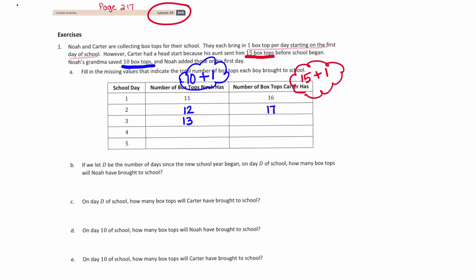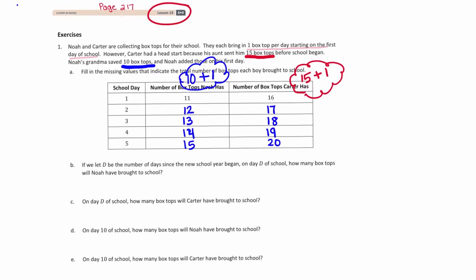So 12 plus 1 is 13, 17 plus 1 is 18, 13 plus 1 is 14, 18 plus 1 is 19, 14 plus 1 is 15, 19 plus 1 is 20. Or you could have just gone down counting 10, 11, 12, 13, 14, 15, 16, 17, 18, 19, 20. Or use the method that makes more sense in your head. Let's go to the next one.